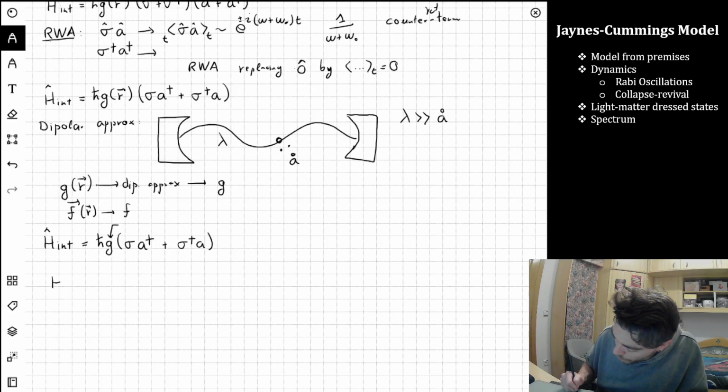And so then we can write the total Hamiltonian of our system as the Hamiltonian of our atom, plus the Hamiltonian of our cavity, plus the Hamiltonian of the interaction.